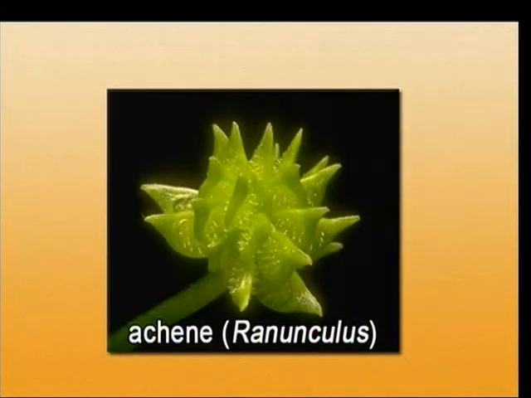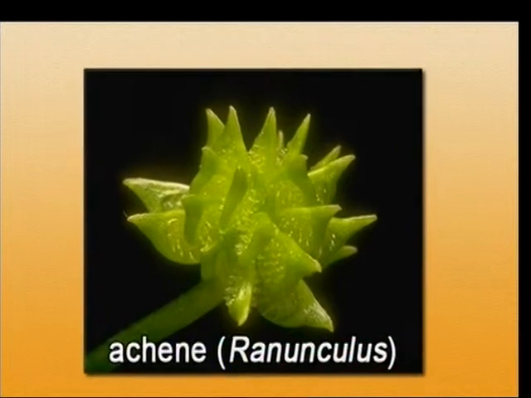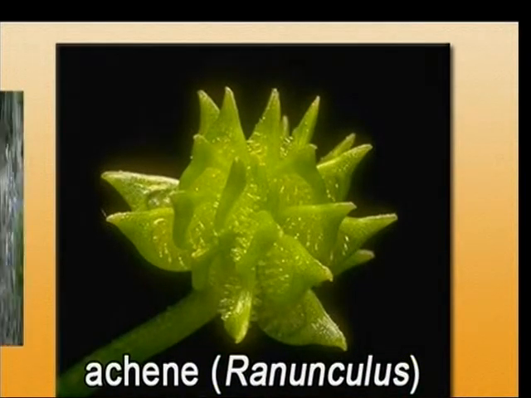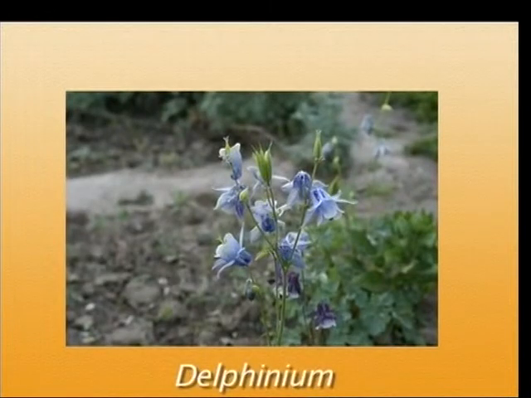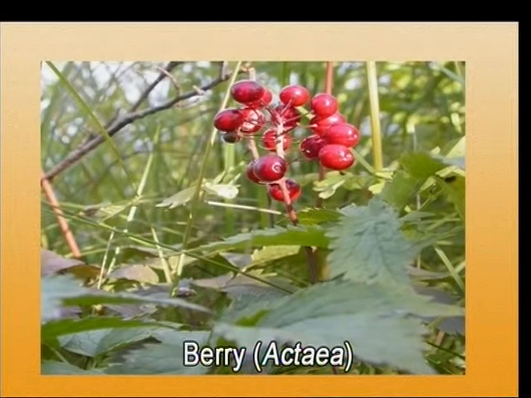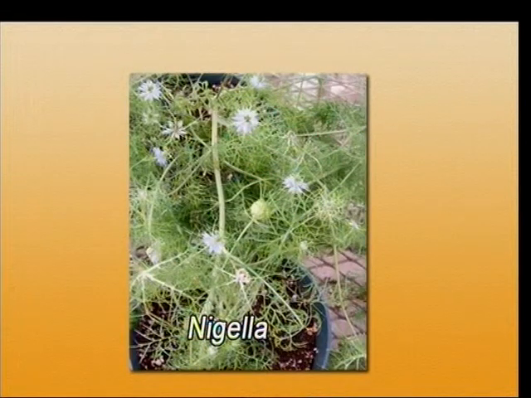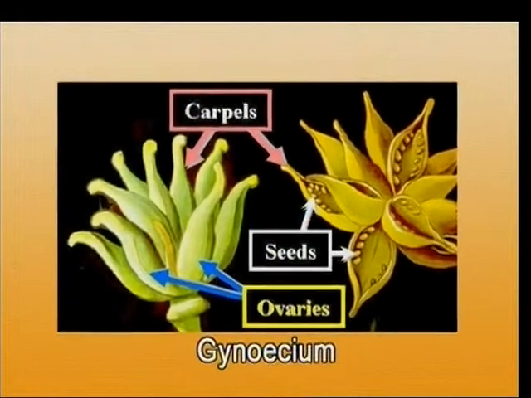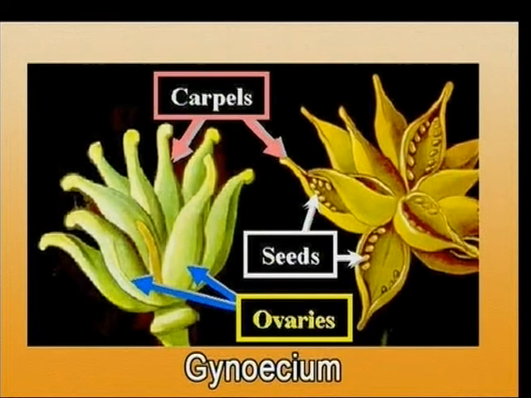Coming to the actual part, ultimately the fruit. Fruit usually here is achene, as is the case in the type genus, that is Ranunculus. In some cases, it also has a follicle type of fruit, as we have in the case of Delphinium. Or it can be a berry in the case of Actaea, or rarely it can be a capsule, for example, in the case of Nigella. Inside the fruit we have seeds. Seed is here with a small embryo, and endosperm is present here.